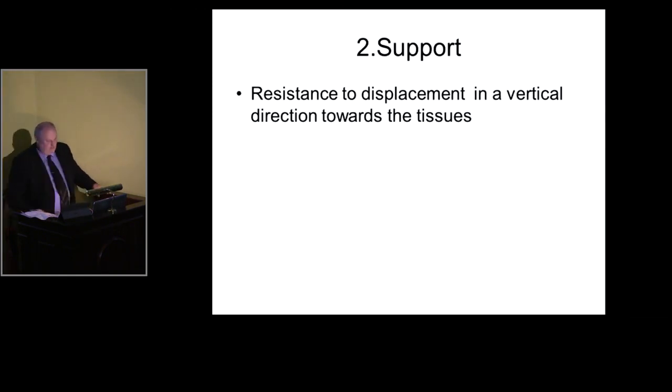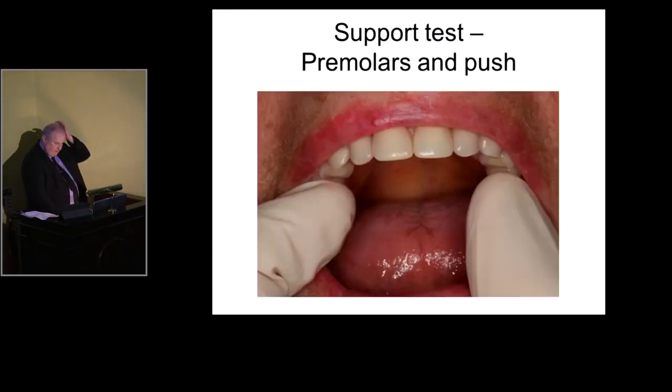Okay. So support, resistance to displacement in a vertical direction. It has to do with 2 things. It has to do with the adaptation of the denture and the condition of the tissues underneath. How do you test for it? You push on the first premolar. If the denture rocks, there's poor support. If the denture is solid, there's good support. If the tissues underneath are mobile, it may move, but it won't rock. It'll stay with the tissues.